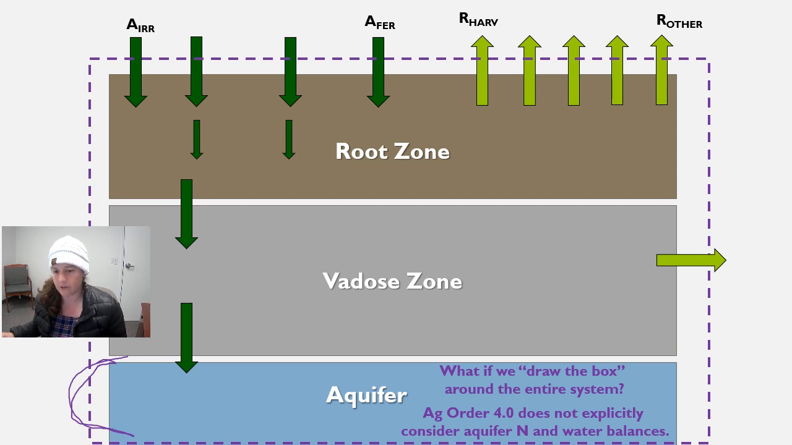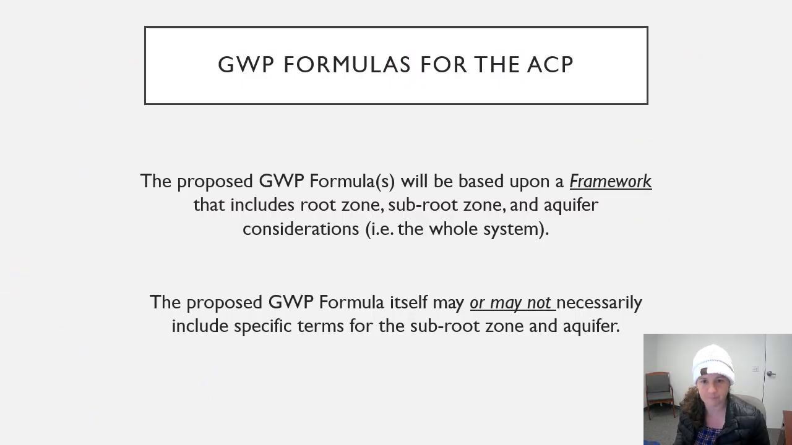So in Ag Order 4.0, currently, as I said before, it kind of draws the box at the bottom of the vadose zone there, and it doesn't explicitly consider aquifer nitrogen or water balances.